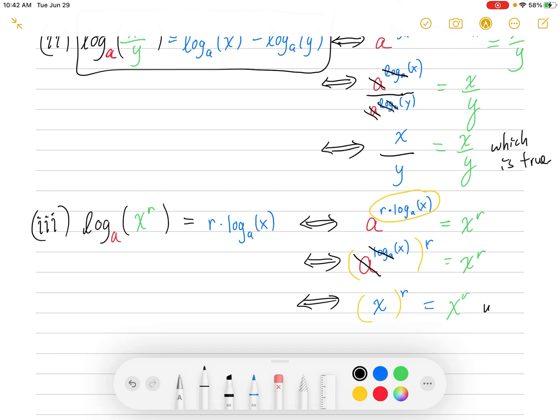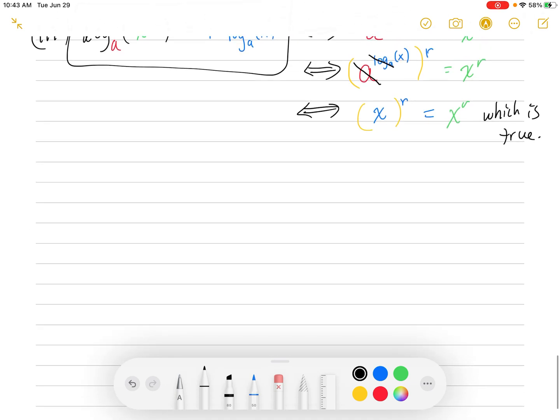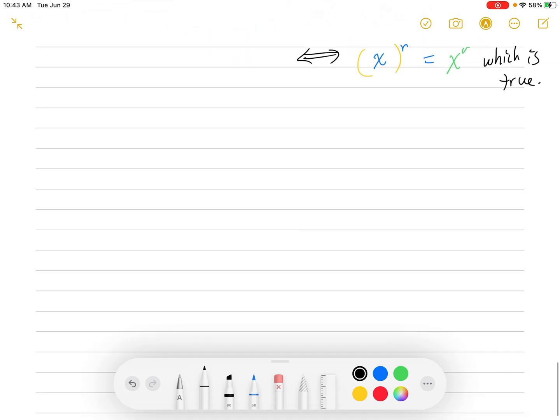Well, you can use the inverse properties of logs. You can cancel the exponential base a with the logarithmic base a, and you get simply a blue x that drops down to the r power. Is that the same thing as x to the r power? Yes. So it checks out. That means this thing back here in the box is true. So we got our inverse properties established.